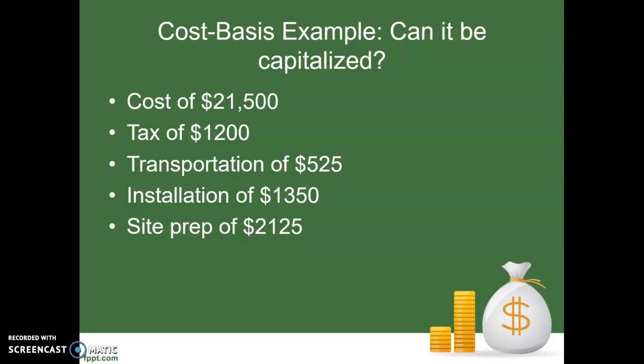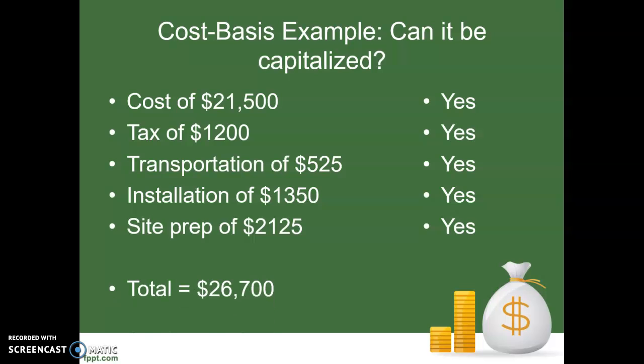Are these things considered part of the cost basis? Well, the cost itself, yes, that's obvious. That's the primary part of the cost basis. But tax, is that also something that can be capitalized? Yes, it is. Transportation cost? Yes. Installation? Yes. And site preparation? Yes. So all of these things go into the cost basis of this piece of machinery. So to find the cost basis, we just add all these dollar values up, and we get a total of $26,700. So that is the value we would assign to this asset.